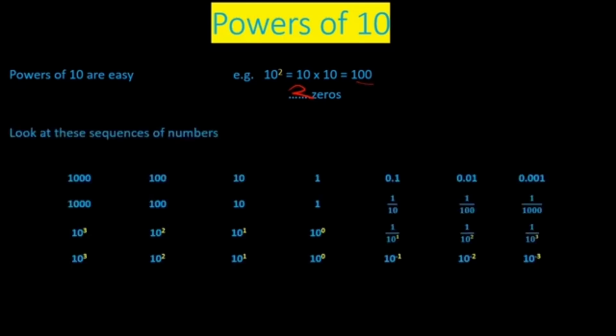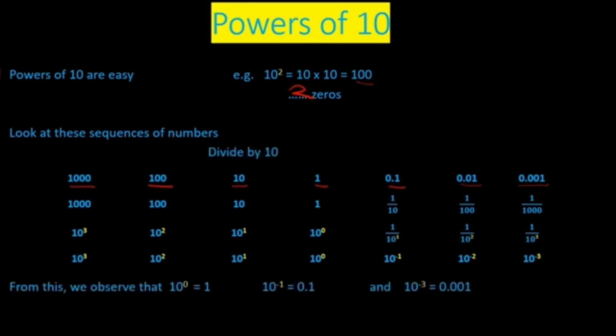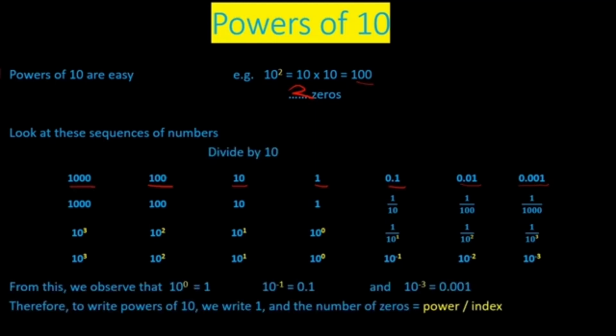So let's look at this sequence of numbers. Here we have 1000, here we have 100, here we have 10, here we have 1, 0.1, 0.01, 0.001. You can see that as we move from the left going to the right, we are dividing by 10. 1000 divided by 10 is 100, 100 divided by 10 is 10, 10 divided by 10 is 1, 1 divided by 10 is 0.1, 0.1 divided by 10 is 0.01, and 0.01 divided by 10 is 0.001.